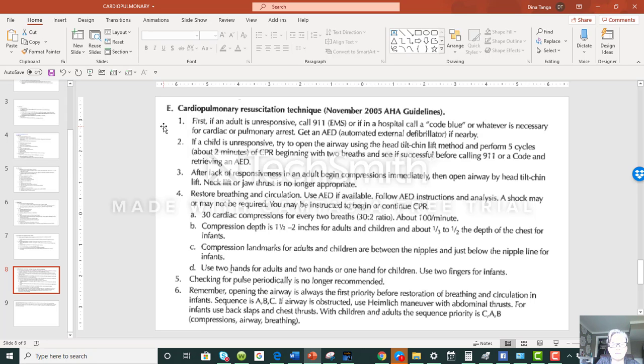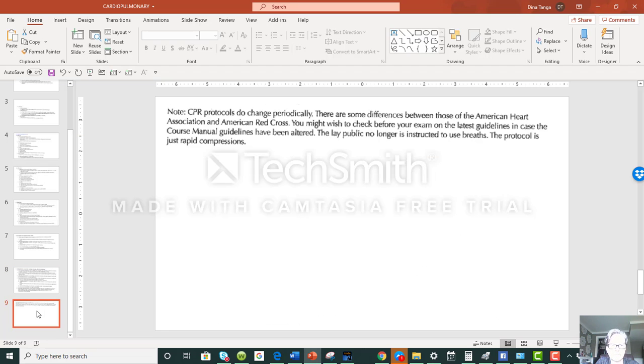Cardiopulmonary resuscitation technique, 2005. I'm pretty sure that has been changed since 2005. I'm not even going to read that.